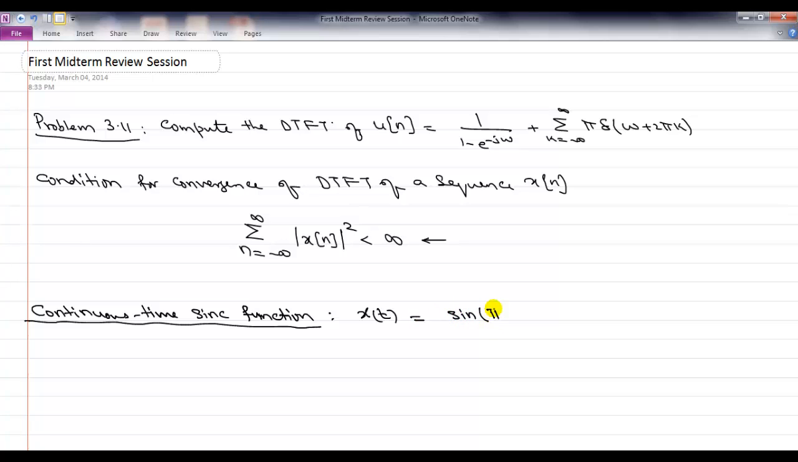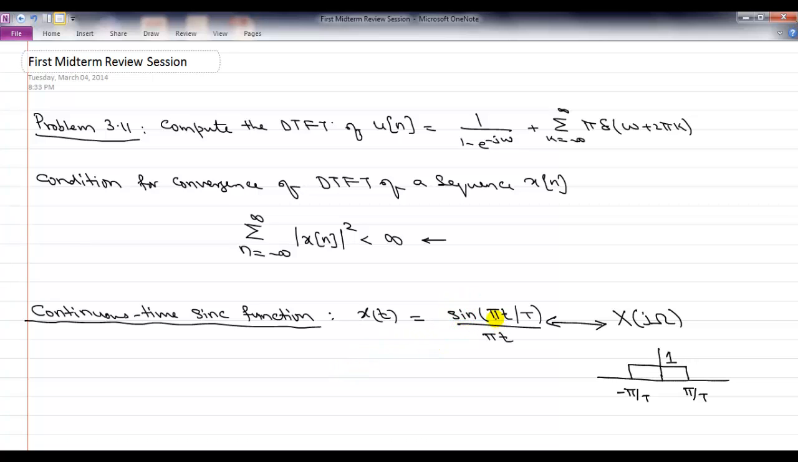sine pi t over capital T over pi t. So if I take the Fourier transform of this sinc, let's call that X of j omega. The Fourier transform is a low-pass filter, if you want to think of it. It looks like this box function with a cutoff at pi by T and minus pi by T and a height of 1.